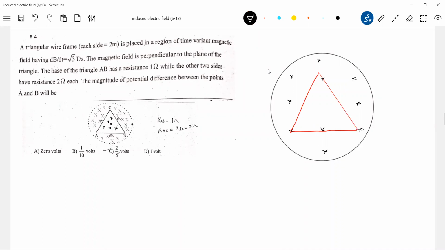A triangular frame is placed inside a magnetic field. So this is the center of the circle. Now get into the problem. A, B, C, and this is O. Field also I'll show. The magnitude of potential between the points A and B will be.